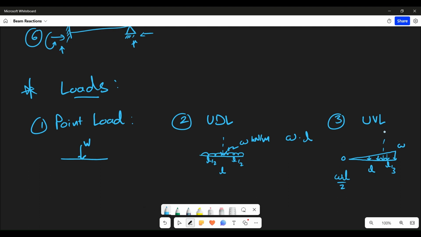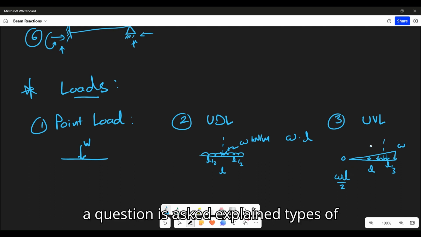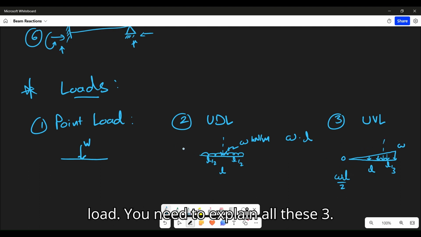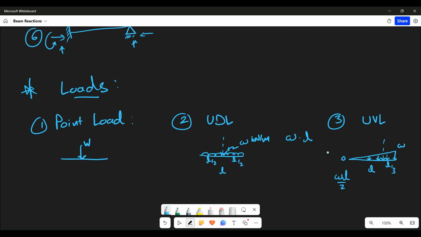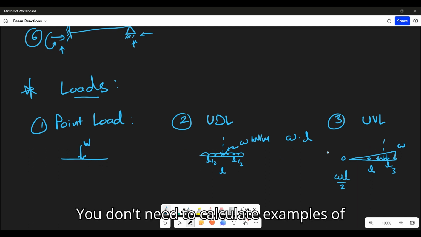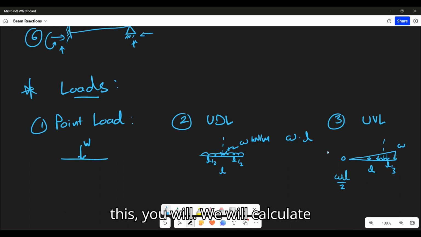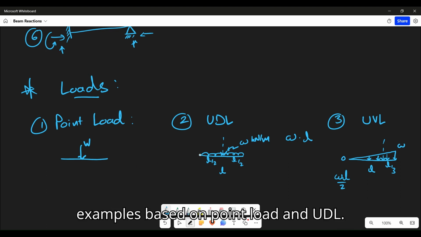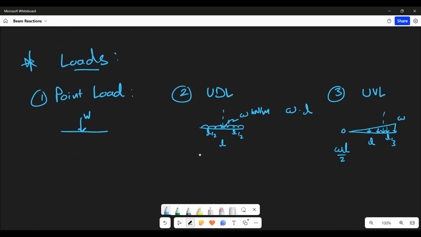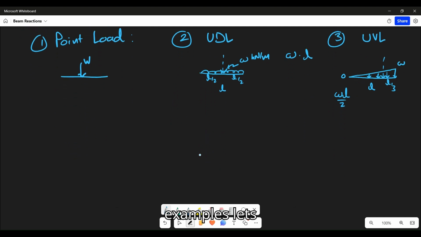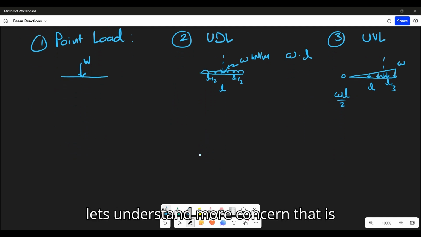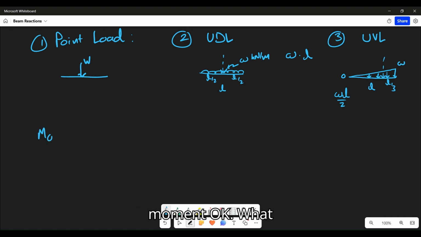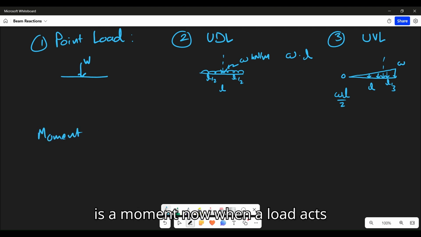This is only if a question is asked, explain types of load, you need to explain all these three, right? You don't need to calculate examples of this UVL. We will calculate examples based on point load and UDL. Now, before moving forward to the examples, let's understand one more concept, that is moment. Okay, what is a moment?